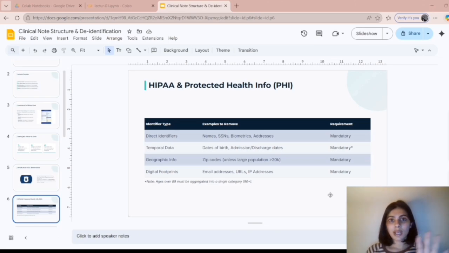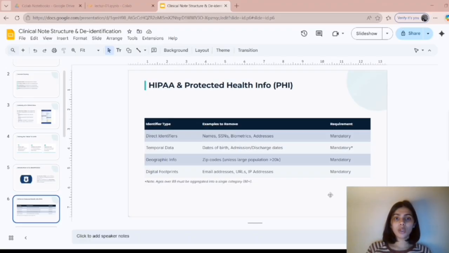We have different types of identifiers. We have four here: the direct identifiers, your temporal data, your geographic info, and your digital footprints, okay? What could be your direct identifiers? Your name, your biometrics, your addresses. Obviously, we gotta know it is mandatory. We're going to know who the patient is, where he or she is coming from.